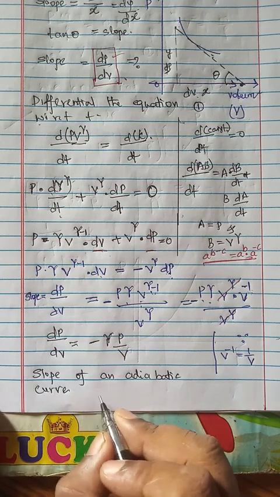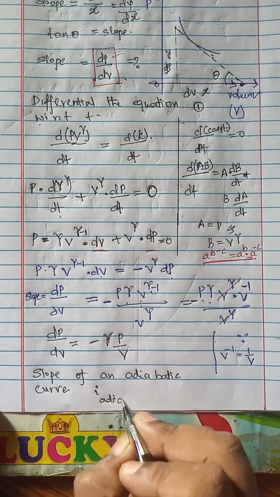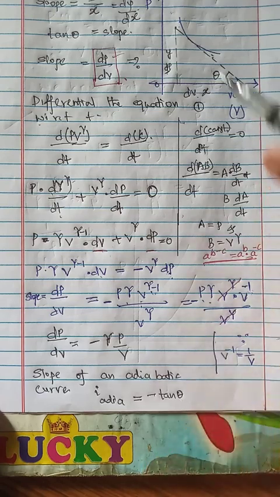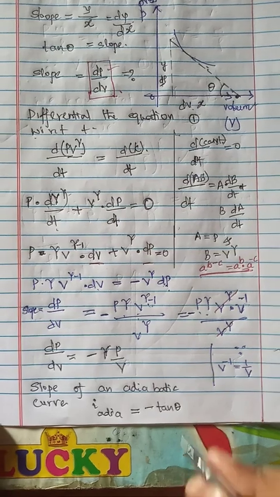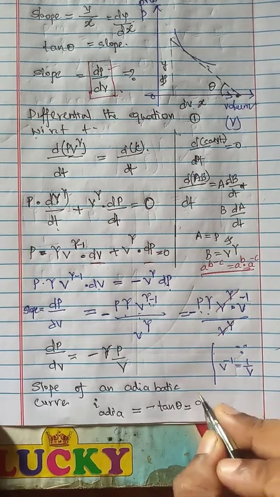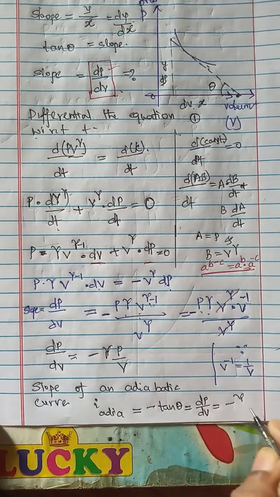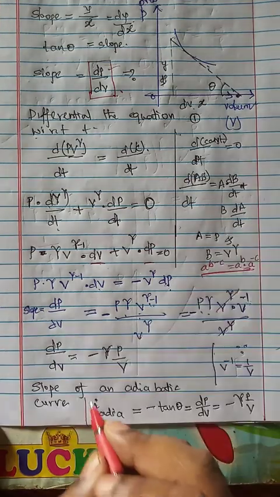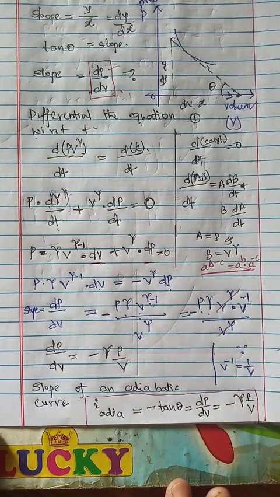Okay, and it is nothing but I adiabatic. We have taken the symbol that I adiabatic is equal to negative of tan theta, because here it is a negative slope. You got it, no? Negative of tan theta is equal to dP by dV is equal to minus gamma P by V. These are very important relations. This relation is the slope of an adiabatic curve. Try to understand.